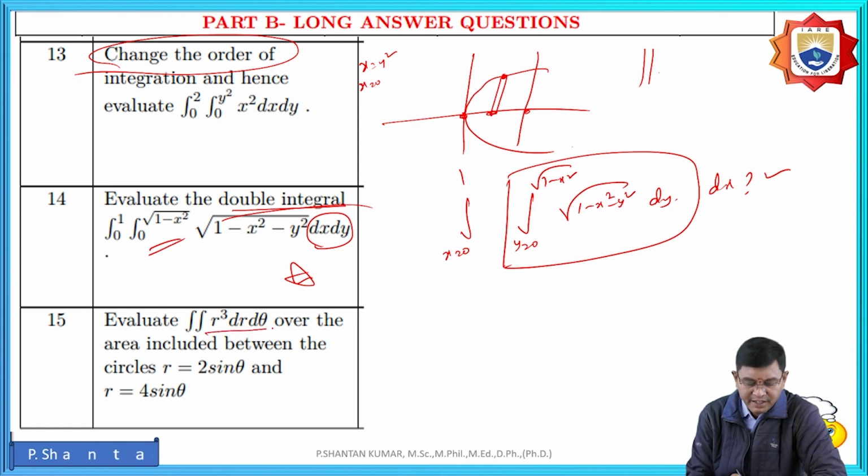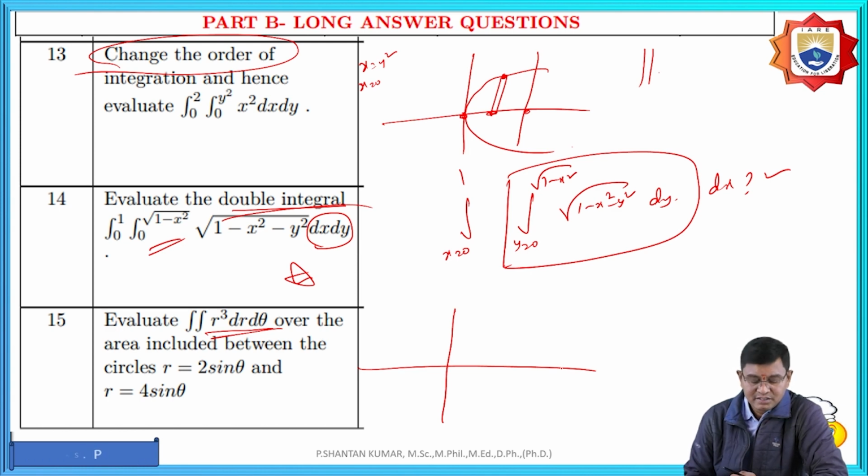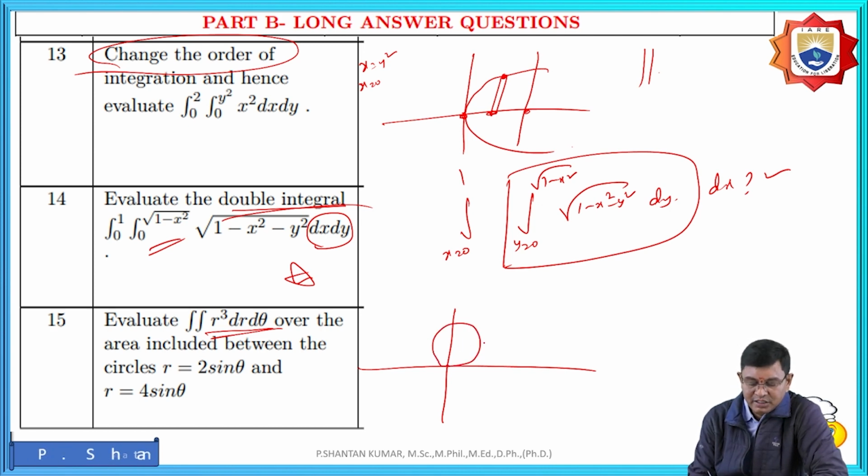And again next one, it is under polar coordinates. It is r is equal to 2 sin theta, r is equal to 4 sin theta. As you know, the structure of r is equal to 2 sin theta is nothing but a circle passing through the origin. It is r is equal to 2 sin theta, and again r is equal to 4 sin theta, like this.